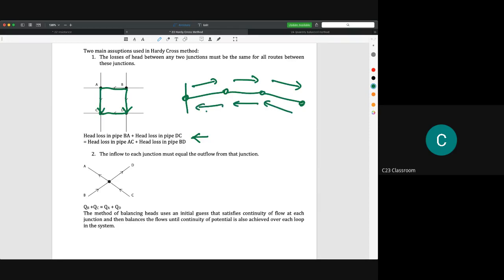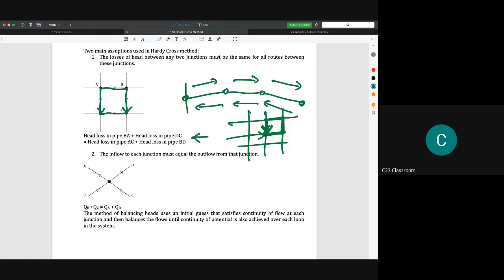So for a network, say we have a lot of water stations here. If the water flows like this in circulation, whether it is counterclockwise or clockwise, the amount of losses will be the same. So this is the first idea.